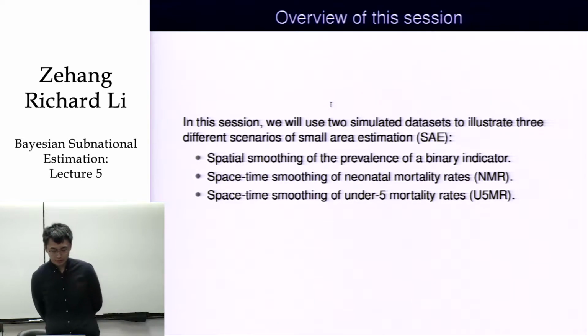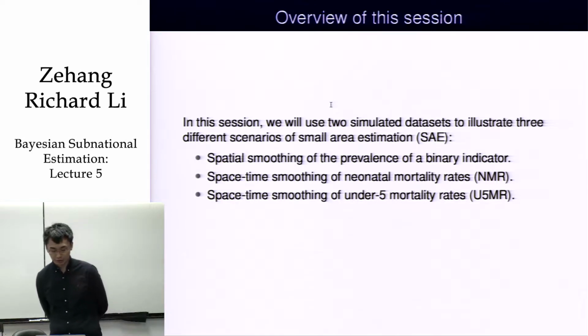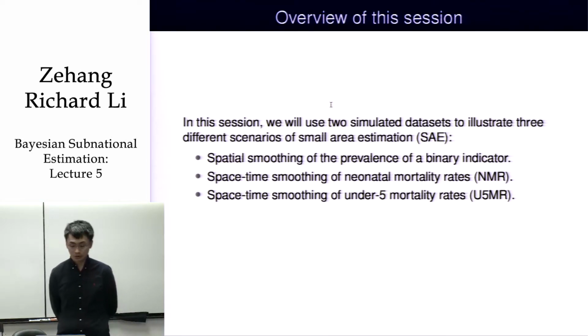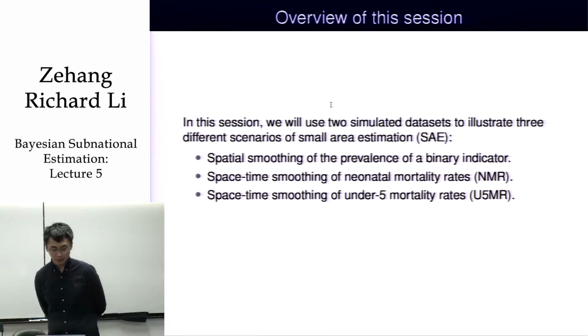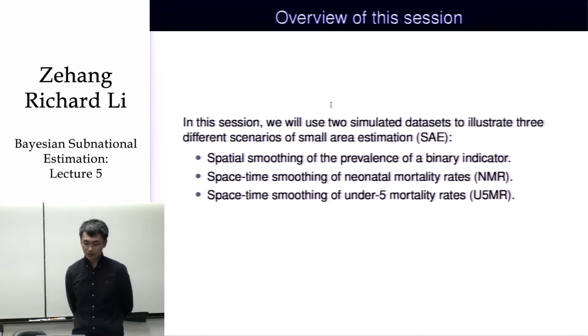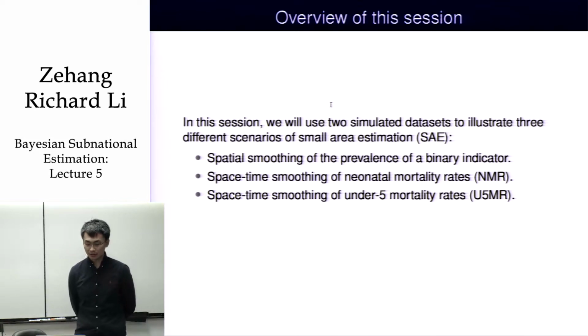In this session, we will use 2 simulated data sets to illustrate a few different scenarios where you might want to do small area estimation. The first scenario is relatively simple. We have a spatial problem. We want to do spatial smoothing of the prevalence of a binary indicator. And then from there, we'll move on to a different data set where we'll start to look at mortality estimation.